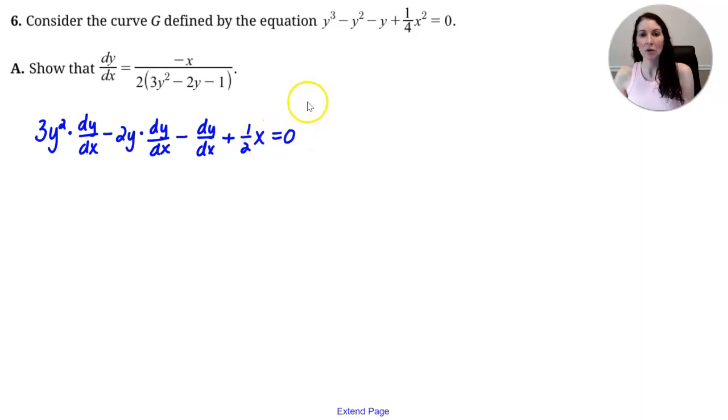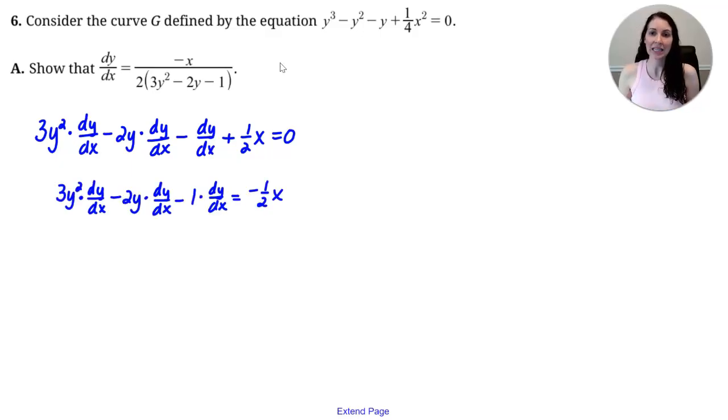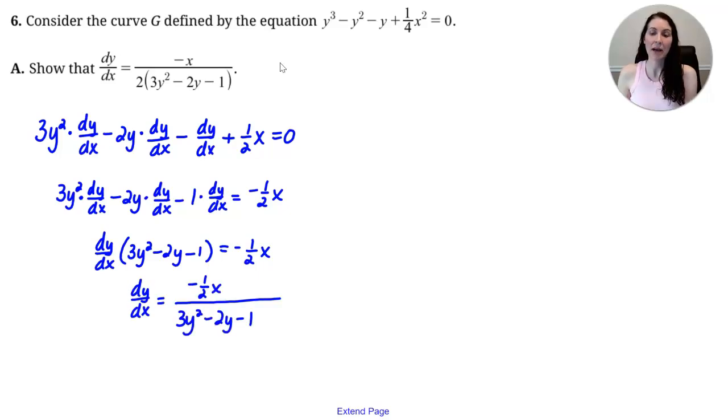and then that would equal 0. In order to show that this is the derivative, I like to collect all the dy/dx terms to one side and all the terms that do not contain a dy/dx to the other side. The reason I do that is so that I can factor out a dy/dx. And then from there, I would divide both sides by 3y squared minus 2y minus 1.